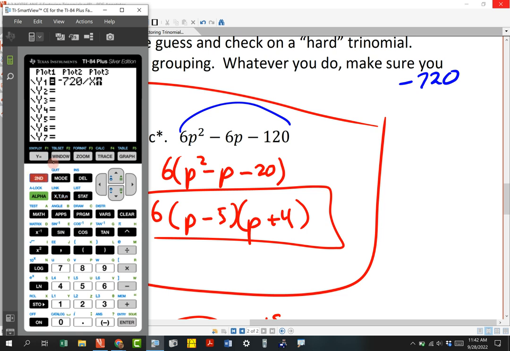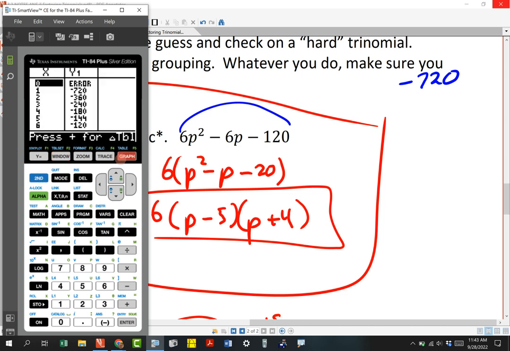Hit second window. That'll take you to the table. You can play, I honestly don't use this. You can start with 0 and go by ones. That delta table just means the difference is going to be 1. You can leave it on auto, or you can tell it to ask. I'd leave it on auto for the time being. And we're starting with a gigantic number, so you'll see what I mean when we get there. Now hit second and table.